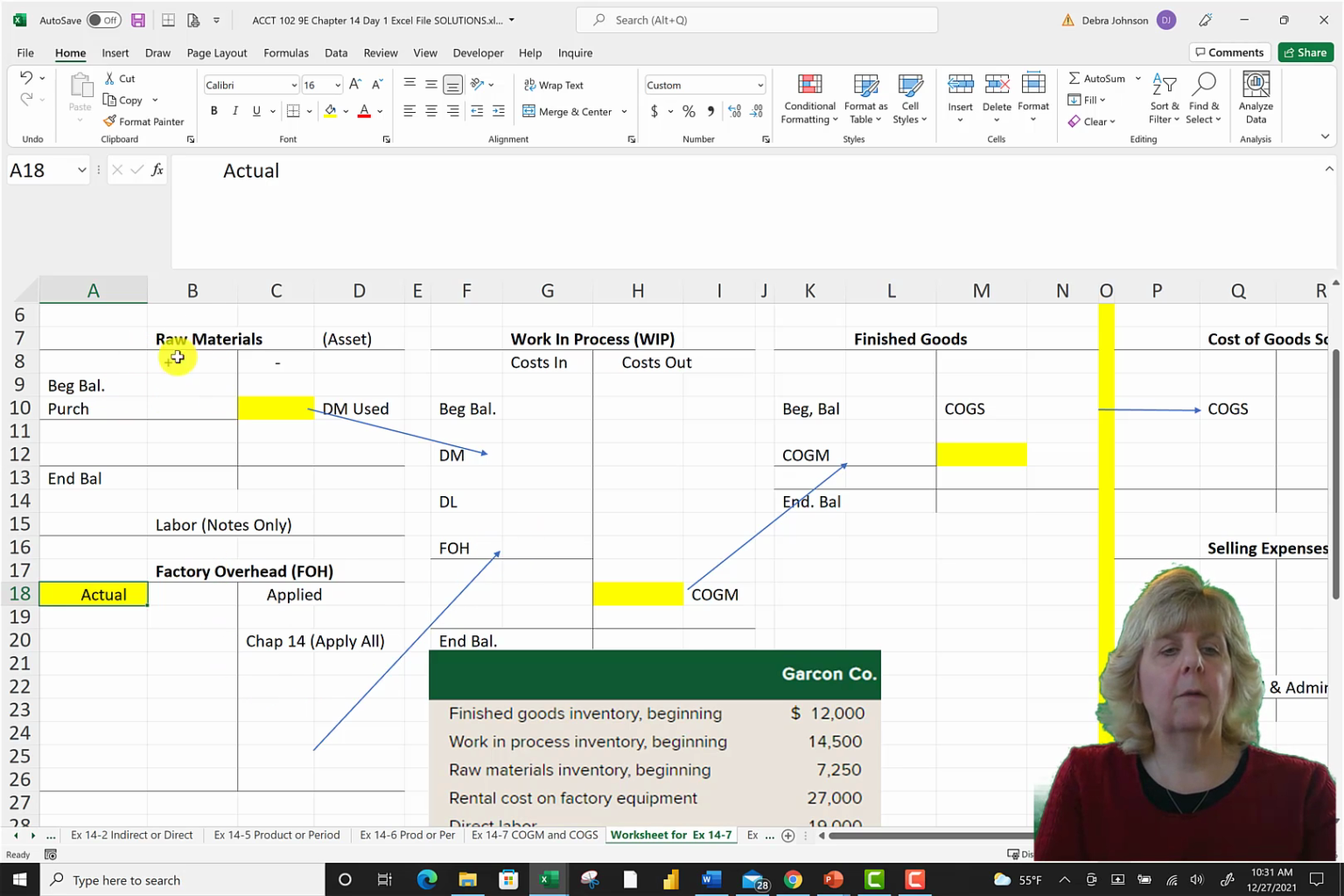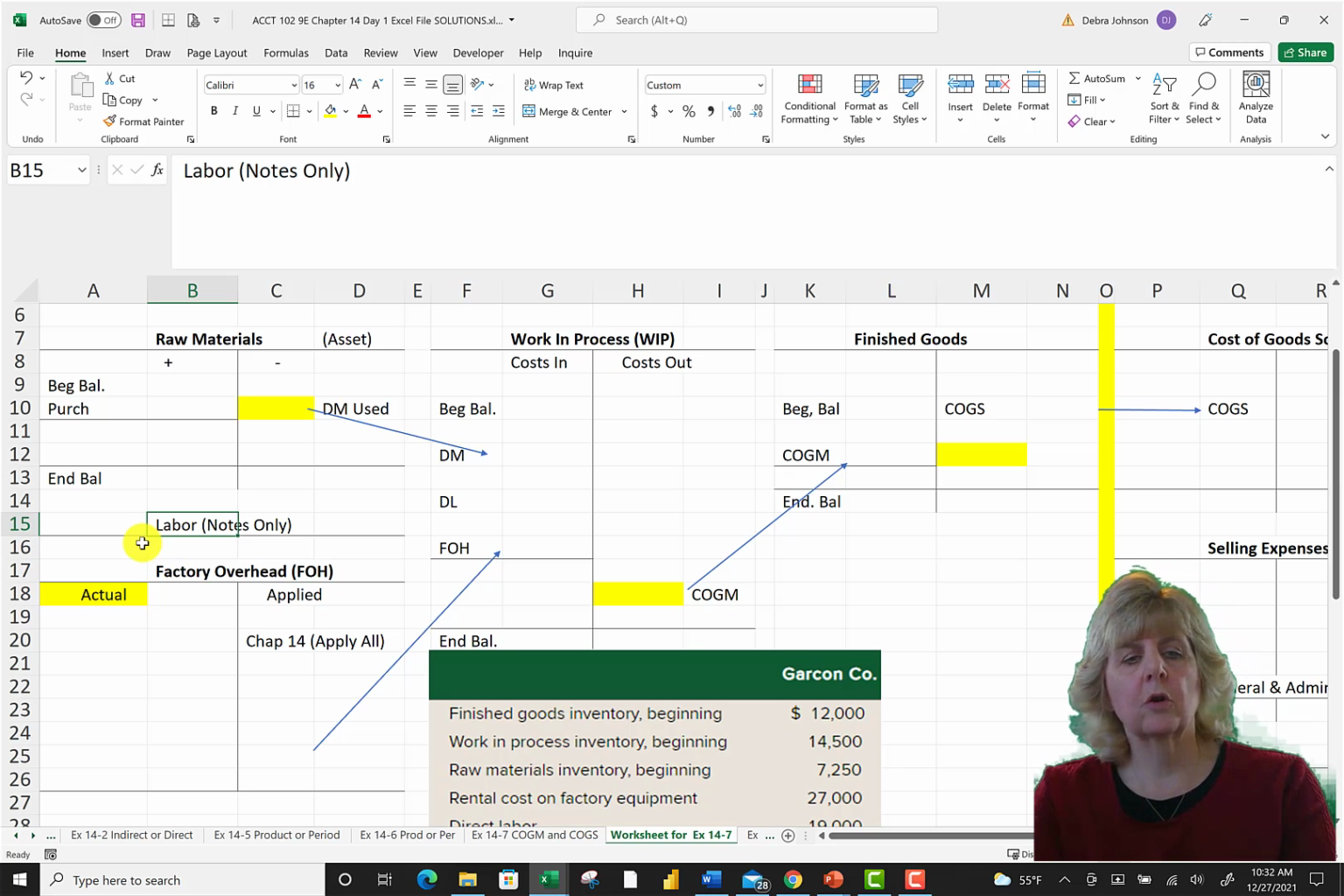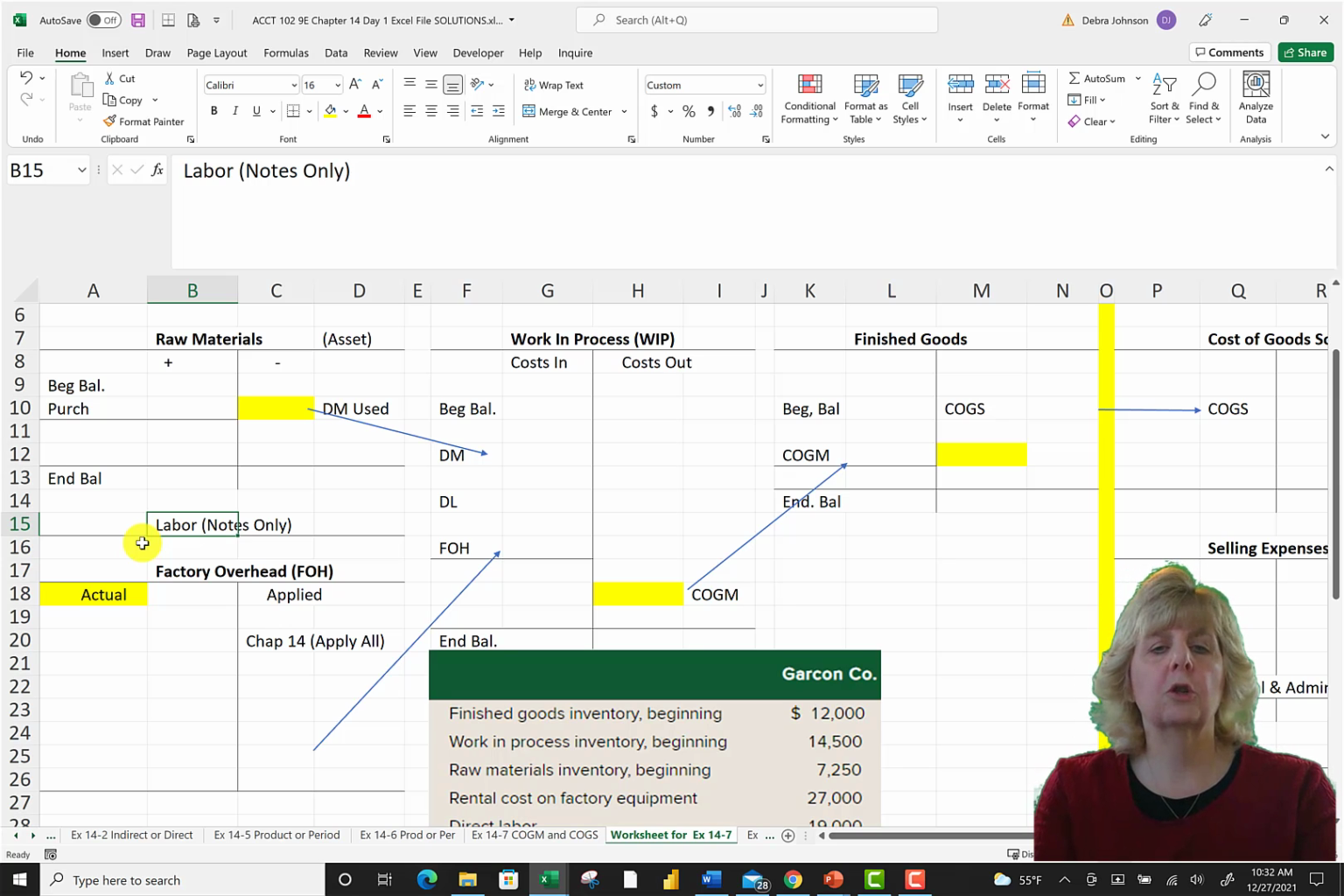So we've covered materials. We've kind of covered how we're going to do overhead. Labor is what I call a notes-only account. For our purposes in this chapter, direct labor is probably going to be given. So when I say notes only, we just might want to jot a note down if there's indirect labor or direct labor. This will get a little bit more complicated in future chapters.